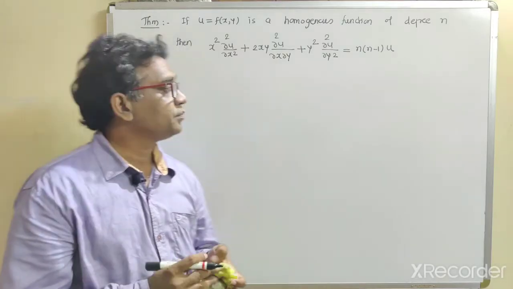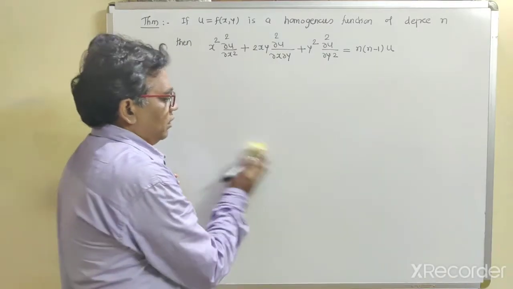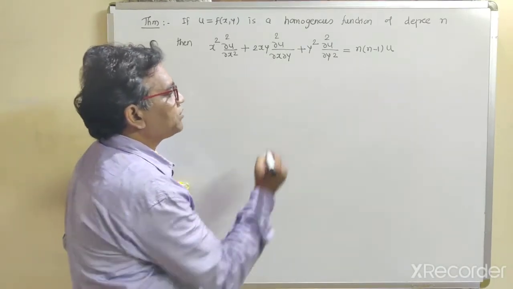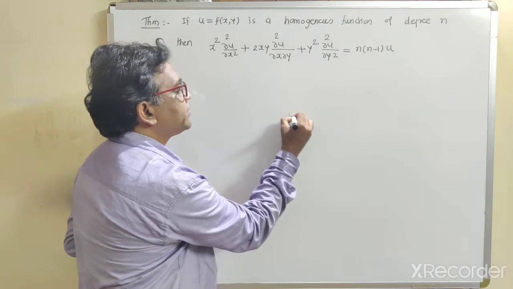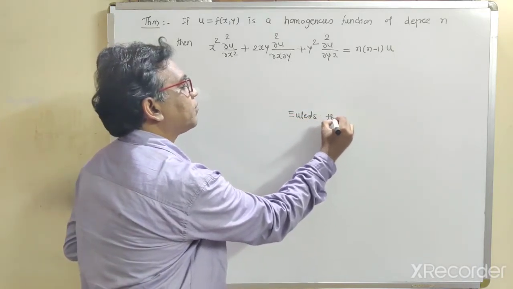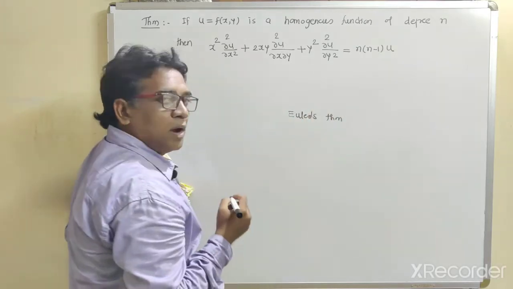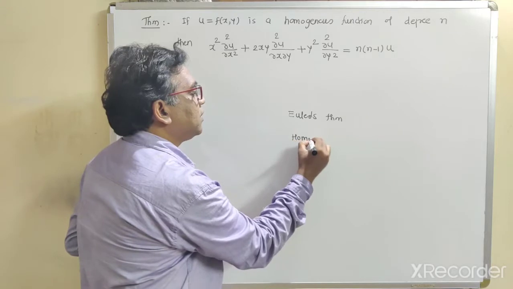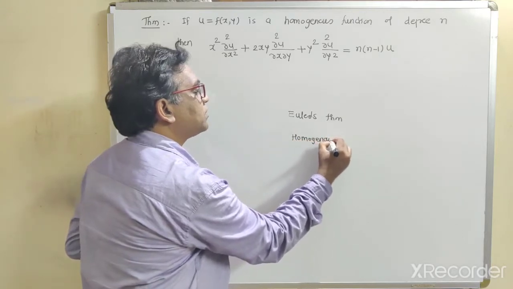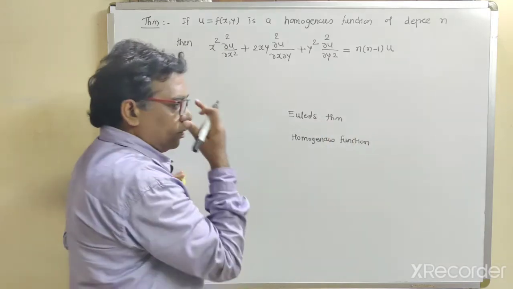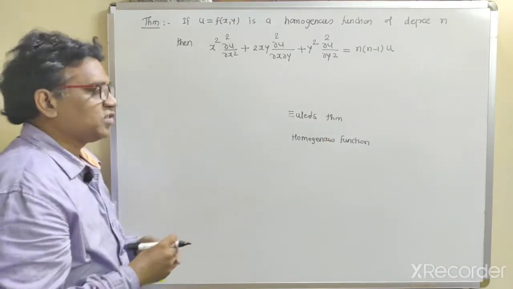So friend, last time we have seen the statement of Euler's theorem, and also we have seen the definition of homogeneous function. Now see what is the definition of homogeneous function.